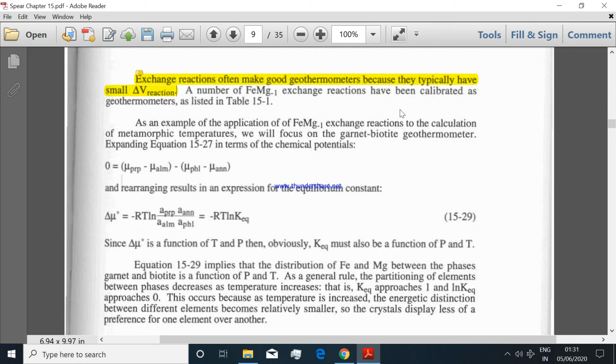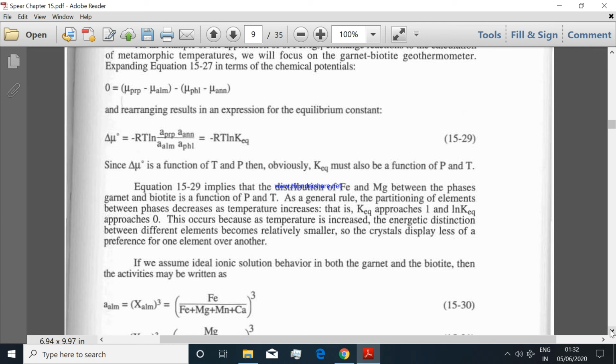A number of Fe-Mg exchange reactions have been calibrated as geothermometers. As an example of Fe-Mg exchange reactions applied to the calculation of metamorphic temperatures, we will focus on the garnet-biotite thermometer. In this case, obviously, the chemical potential of pyrope minus that of annite, in the equilibrium situation, will be zero. And the delta mu, that is RT ln K, where K is the equilibrium constant, is a function of temperature and pressure. Obviously, the equilibrium must also be a function of the pressure-temperature equation.